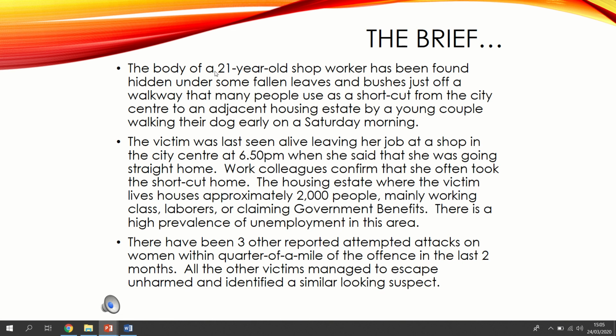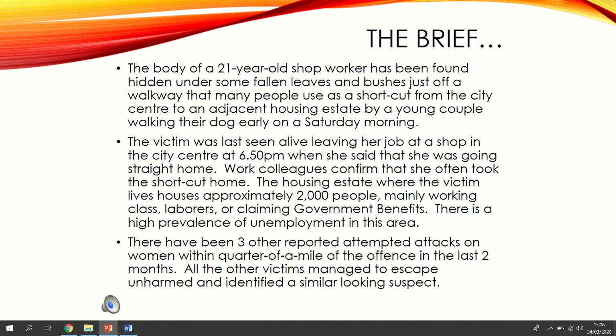The body of a 21-year-old shop worker has been found hidden under some fallen leaves and bushes just off a walkway that many people use as a shortcut from the city centre to an adjacent housing estate, by a young couple walking their dog early on Saturday morning. So this young couple has found this body. The victim was last seen alive leaving her job at a shop in the city centre at 6:50 p.m., where she said that she was going straight home. Work colleagues confirmed that she often took the shortcut home.